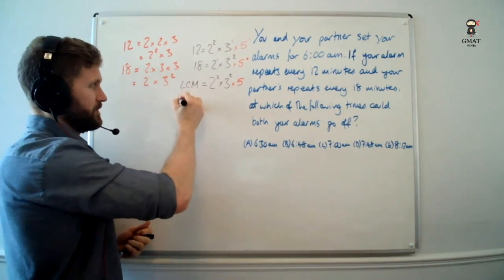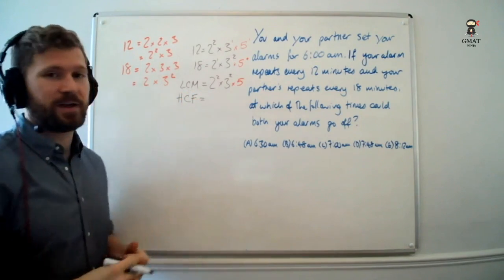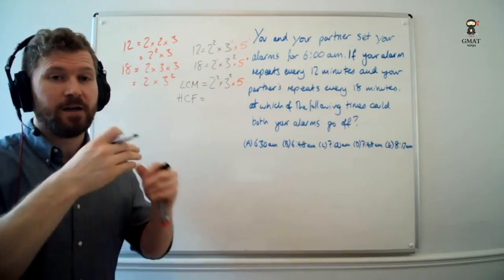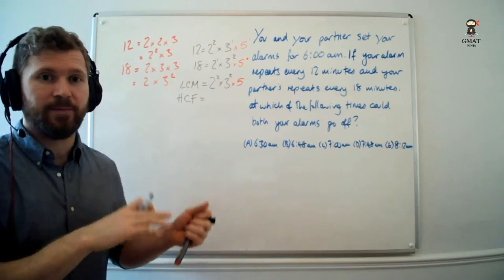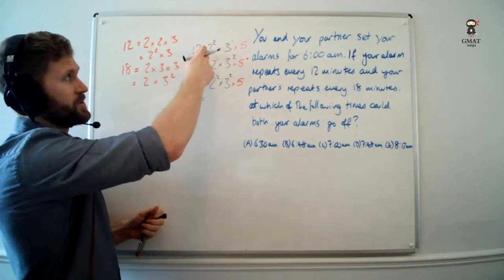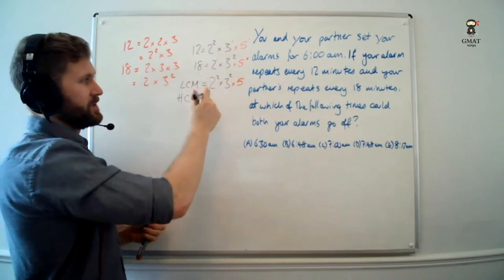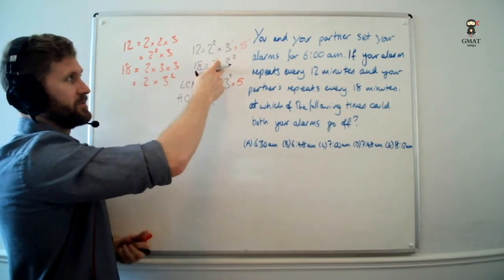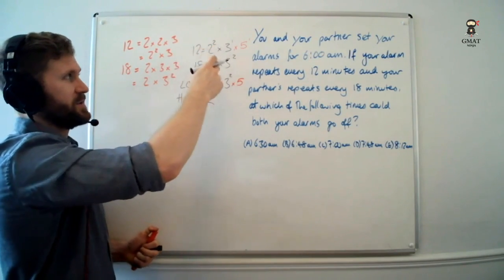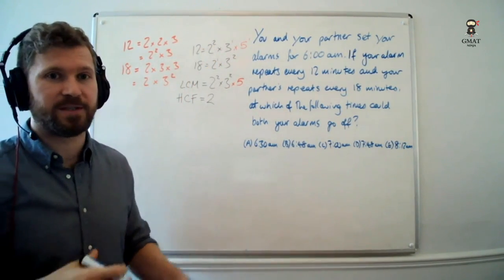But for now, just for the sake of completeness, if I wanted to find the highest common factor, I'm going to work my way through the lists. I'm just going to do the opposite. This time I'm looking for the lowest power. So 2 squared and 2 to the power of 1. Well, I would take the 2 to the power of 1 and put that in my list. Same with the 3's. I've got a 3 to the power of 1 in the prime factorization of 12, 3 squared in the prime factorization of 18.